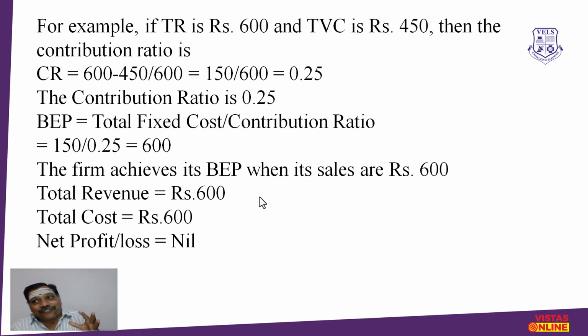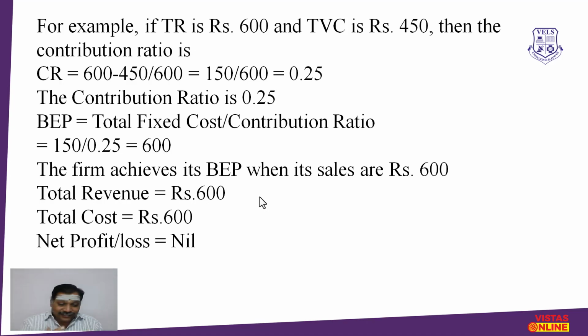Now we can explain this BEP in sales value with a small numerical example. If total revenue is 600 and the total variable cost is 450, then what is the contribution ratio? It's very easy. 600 minus 450 divided by 600, which is nothing but 0.25. So once you have calculated 0.25, how do you calculate the break-even point? Already we know the formula: total fixed cost divided by contribution ratio. What is the fixed cost? Here it is 150. So 150 divided by 0.25 is equal to 600.